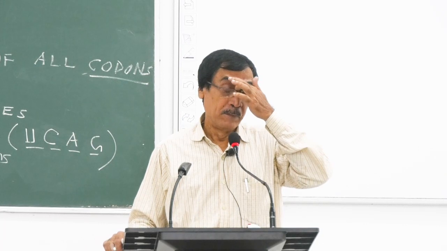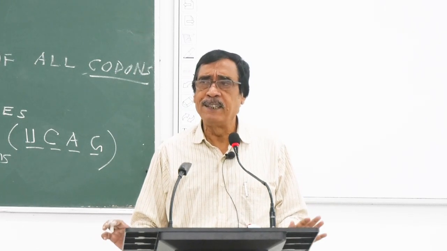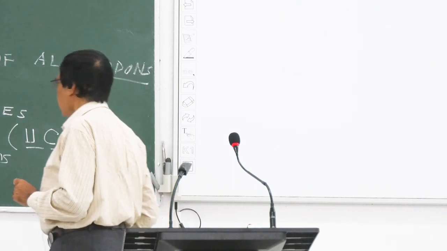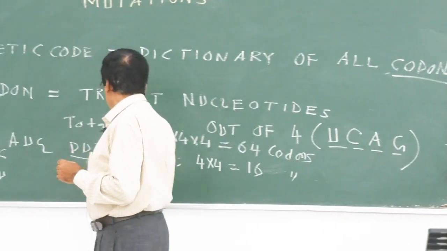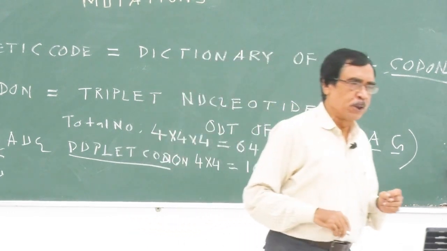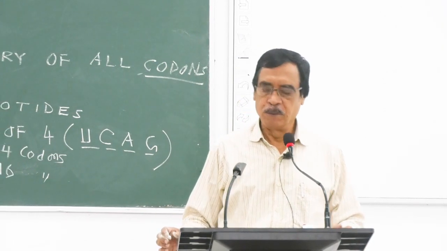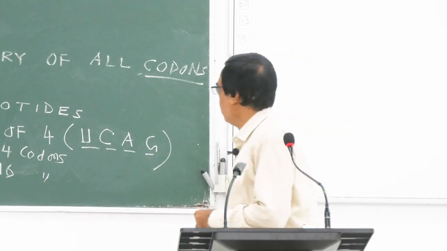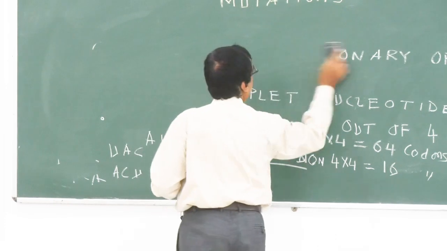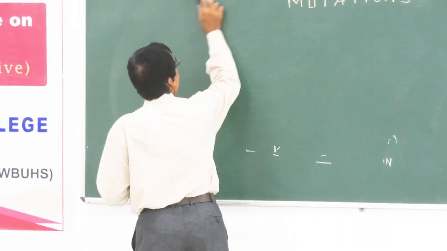16 codons will not do, but 64 codons will. 16 is less than 20, but 64 is more than 20. So there are 64 codons, not the 16 codons of a duplet codon. If it were a duplet codon there would be 16 codons, and as it is a triplet codon, the number of codons will be 64.